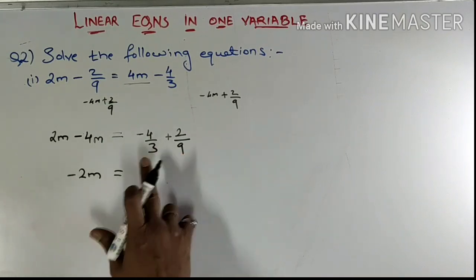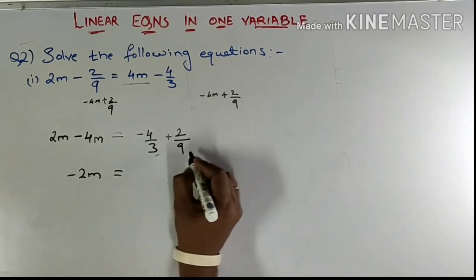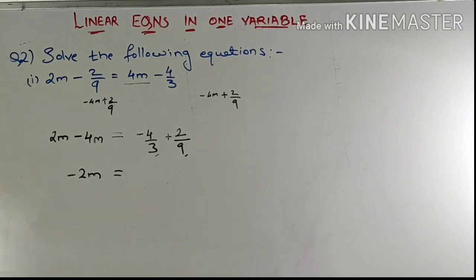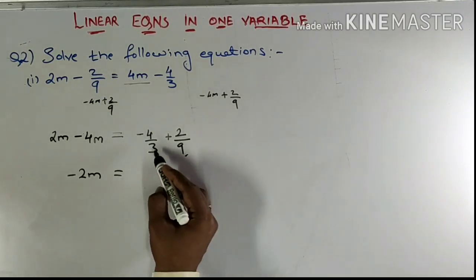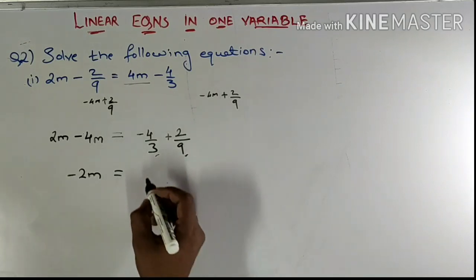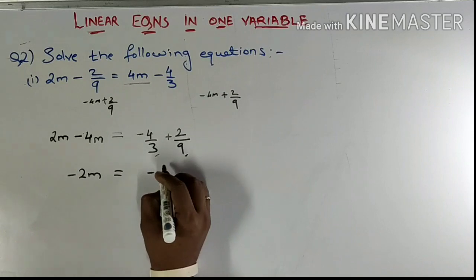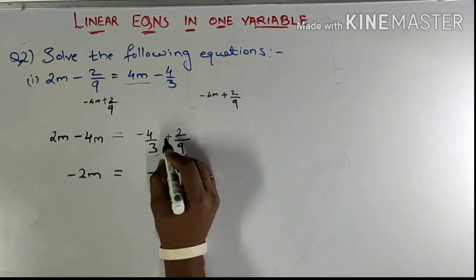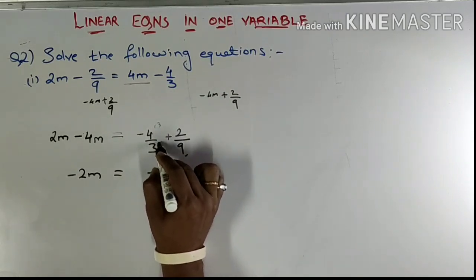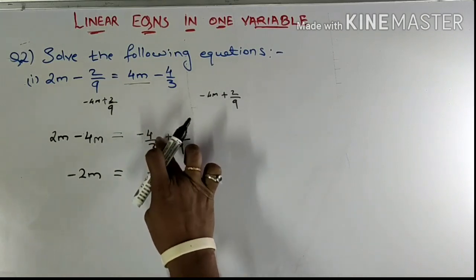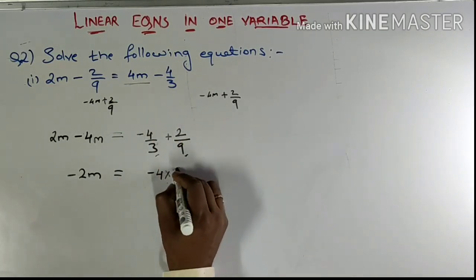Now we cannot operate these fractions until the denominators are same. So we need to make their denominators same. How do we do that? Taking LCM. LCM of 3 and 9 is 9. So I'll have to make both the denominators 9. How will I do that? Multiplying numerator by 3 and denominator by 3. That means 4 into 3.